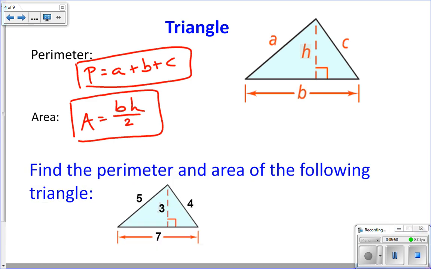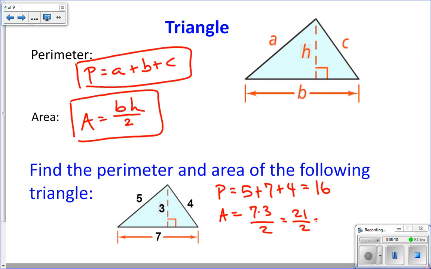So find the perimeter and area of this triangle. The perimeter is what I get when I add the three sides together. 5 plus 7 plus 4, and that is 16. And the area is equal to base times height, 7 times 3 over 2. 7 times 3 is 21 divided by 2, and I get 10.5.